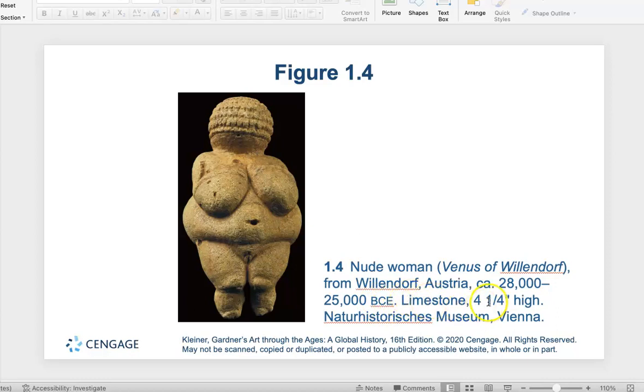It's made of limestone, and the Venus, the nude woman, is 4¼ inches high, and it is located in the Naturhistorisches Museum in Vienna, Austria. Now, this thing, again, it's a mystery. They found her somewhere, they dug her up somewhere, and she looked like this. Okay? And she's commonly referred to as a fertility figure.